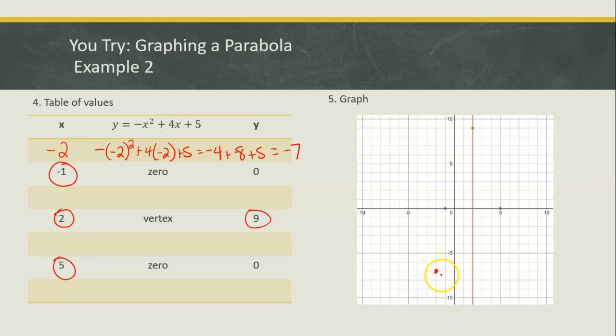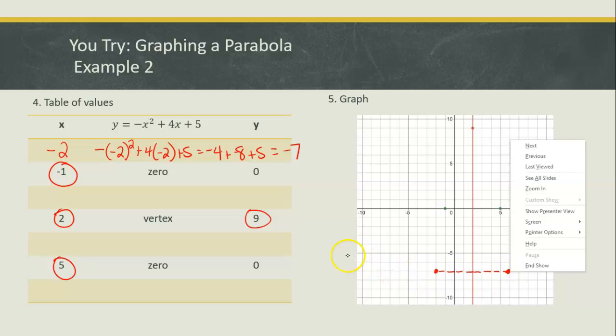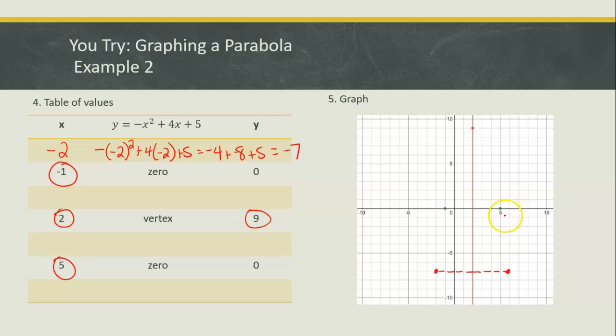And then I'm going to use my line of symmetry to fill in the other side. This is 1, 2, 3, 4 spaces from the line of symmetry. So it must be 1, 2, 3, 4 spaces from the line of symmetry on the other side. So there is our other dot. And that is at the point (6, -7). Notice because it's symmetrical, they're both -7. And then that's a spot I don't have to calculate.